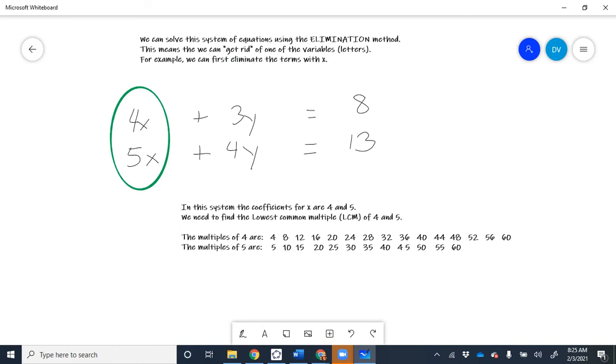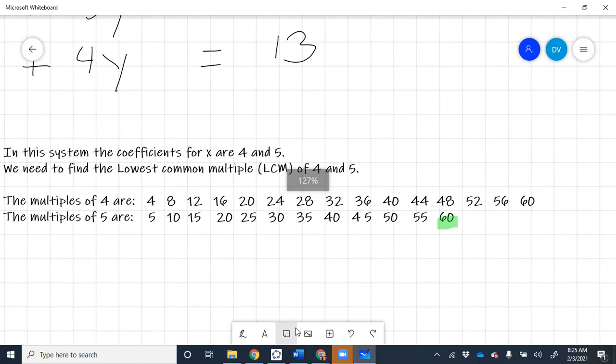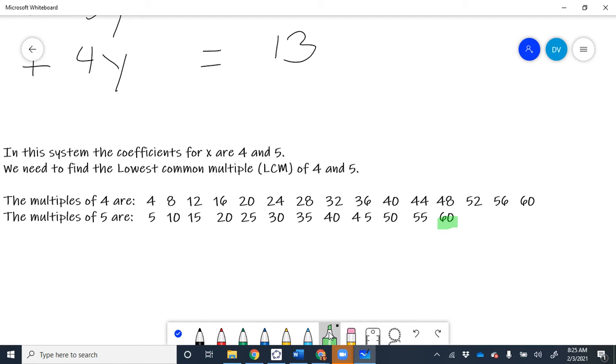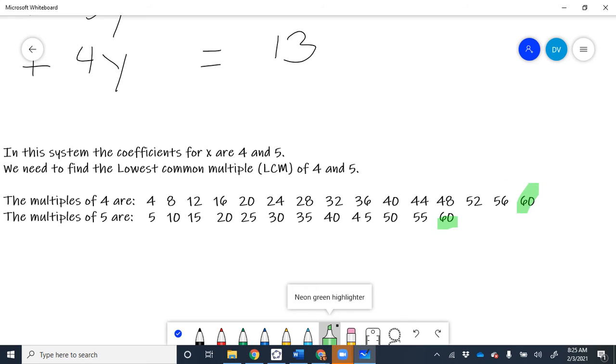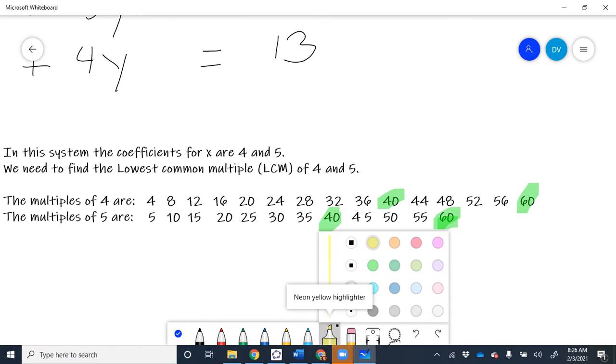So I want you to look at these multiples. They have some numbers in common. The numbers that they have in common, let's start with green. They both have a 60. They both have a common multiple of 60. I'm going to zoom in so we can see that better. There we go. They both have a 60. They also both have a 40. And they also both have, I'm going to use a different color here, a 20.